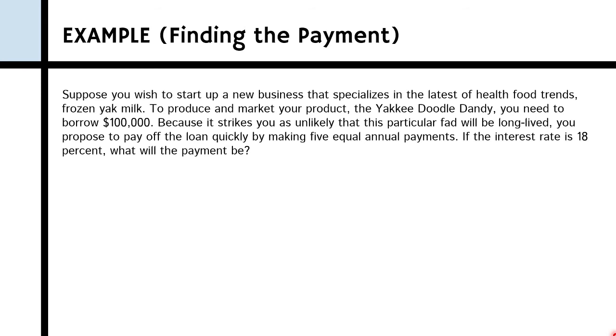In this problem, we know that the present value is $100,000. The interest rate is 18% and there are 5 years. The payments are all equal. So, what we need to find is the relevant annuity factor and so the unknown cash flow.